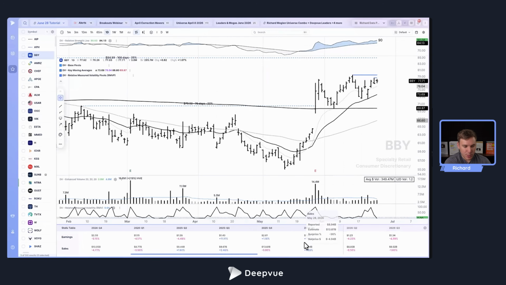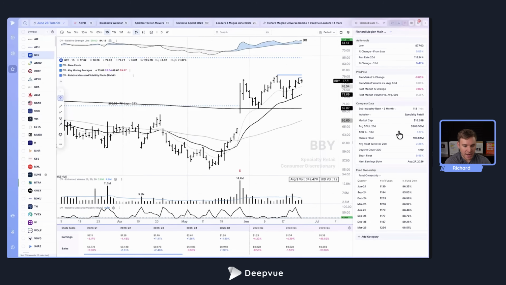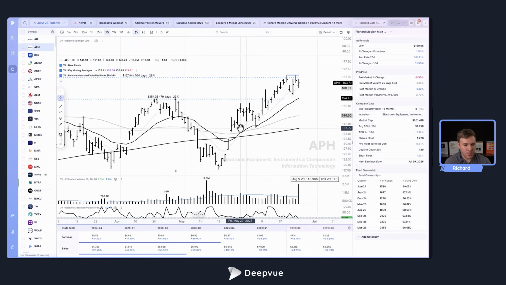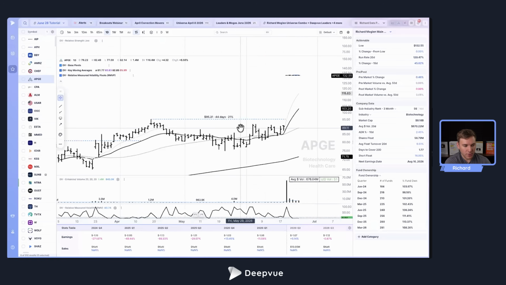I'll add the stats table, so we've got earnings and sales. I'll add the data panel, which is also fully customizable, so I can see the trend in fund institutions. I've got some key info here: ADR, liquidity, market cap, all of that. And then what I do is I just space bar through, or you can use the arrow keys as well.